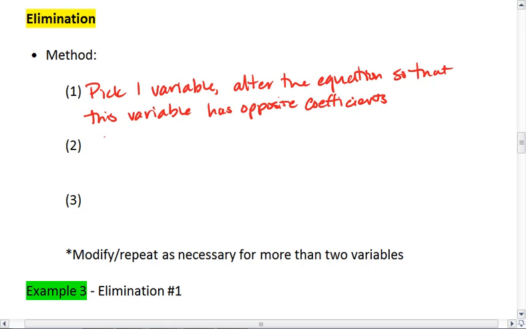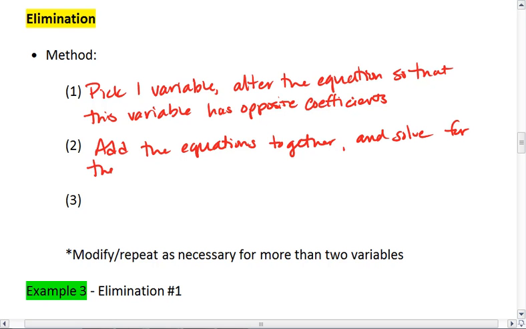We then are going to add the equations together and solve for the other variable. When we add these equations together, we will effectively eliminate that variable that has the opposite coefficients. This is why it's called elimination.